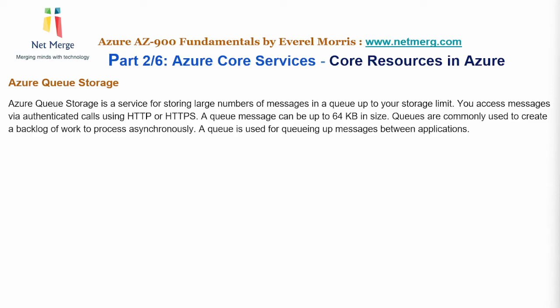Now, you queue up storage with a limit. You access messages via authenticated calls over the internet. A queue message can be up to 64 kilobytes in size, and queues are commonly used to create a backlog for work processed asynchronously. A queue is used for queuing up messages between applications, so it's not really real time. You understand what a queue is and the concept behind it.